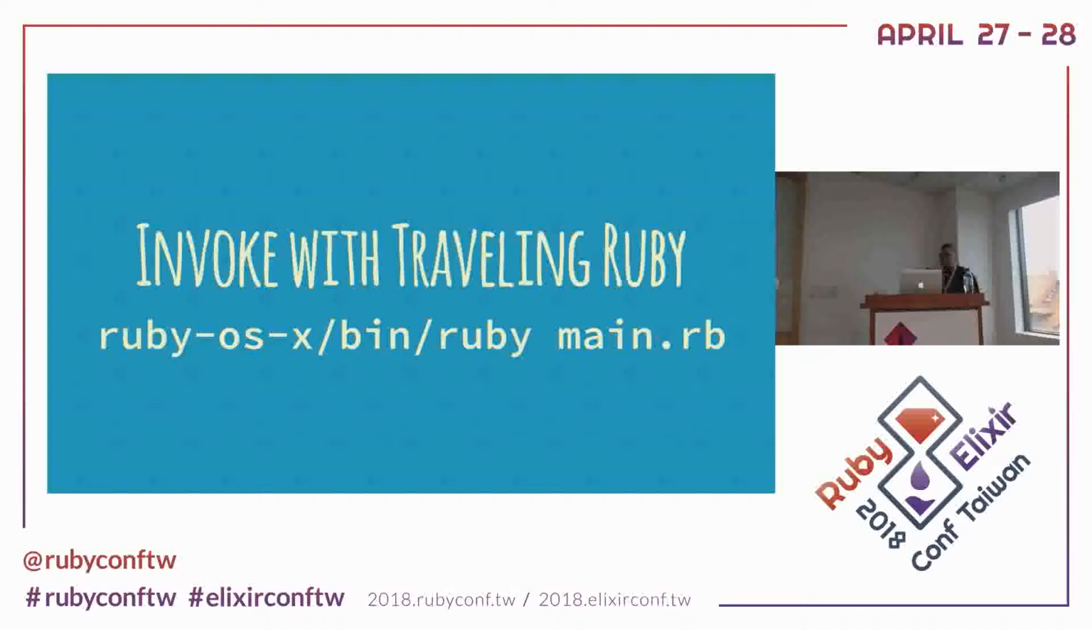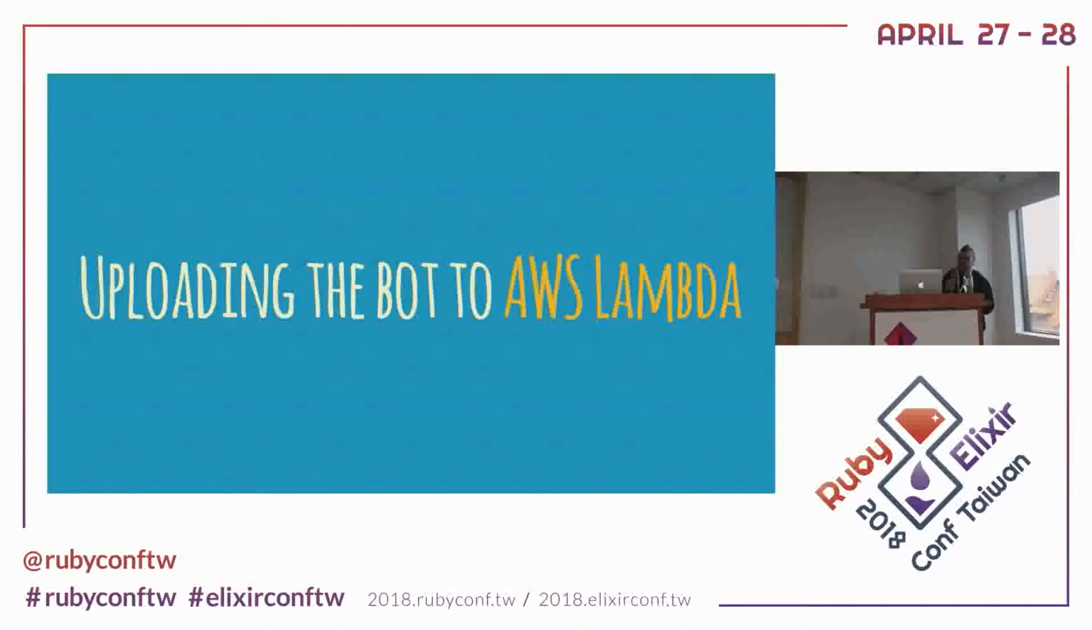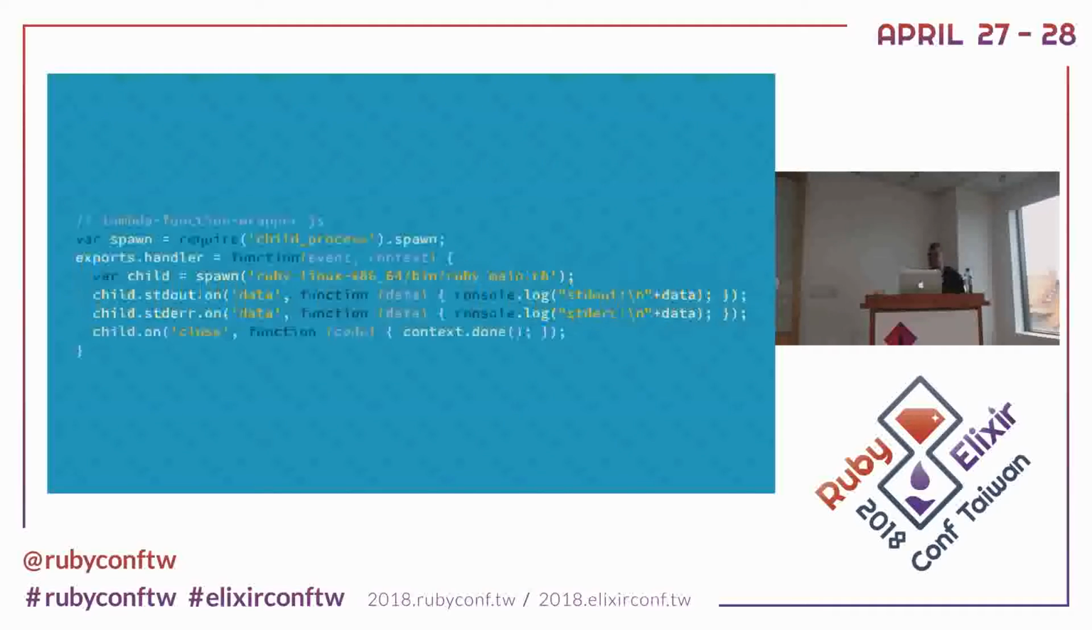Uploading the code to AWS Lambda. That's actually pretty simple. There's one thing I had to do: since Lambda unfortunately does not accept direct shell commands, I had to write a JavaScript wrapper to execute it. I actually didn't write this wrapper on my own. It can be found in various repositories. What you do is spawn a new process executing that Ruby bot code, listen on standard output and standard error, and on close, get done with context.